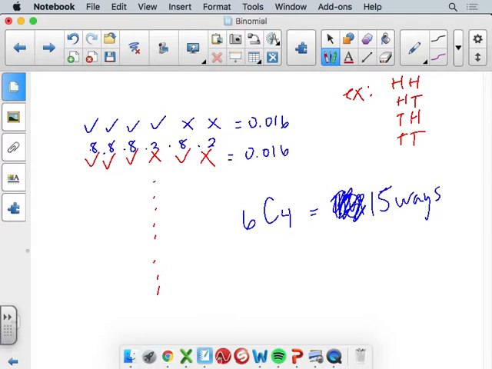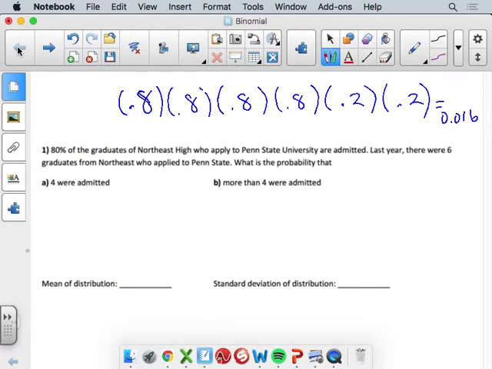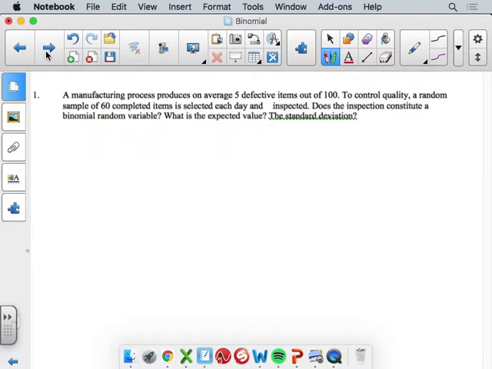What this is called is a binomial distribution. It is when we have a fixed percentage, like an 80% chance of being accepted, and a fixed number of trials, like 6 people. How many ways can 4 out of 6 have an 80% chance, and they all have certain outcomes with them. So this is called a binomial distribution. There's definitely a way to do it by hand. We're just going to use the calculator to make it simple, because it's allowed.